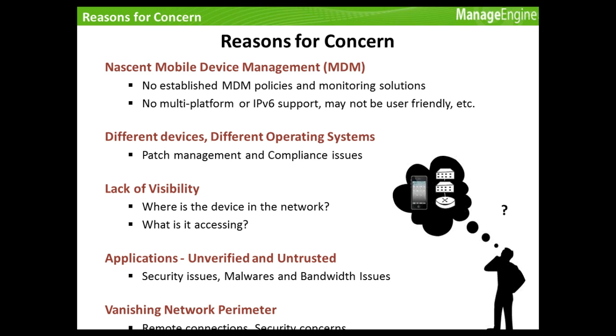And finally, something else that you need to worry about is that the network perimeter is dissolving. When the network perimeter is dissolving, it means you have users connecting from the outside, over the VPN, remote connections, or some other software which can help them hook up to their work laptop.